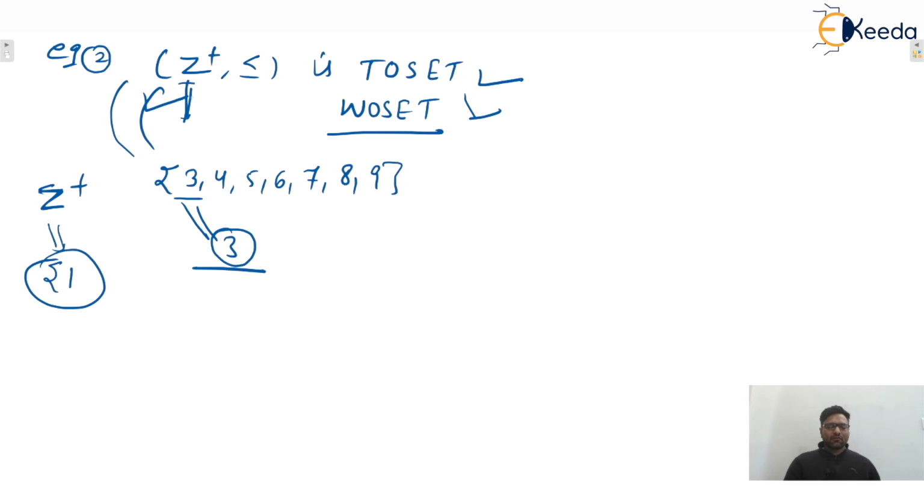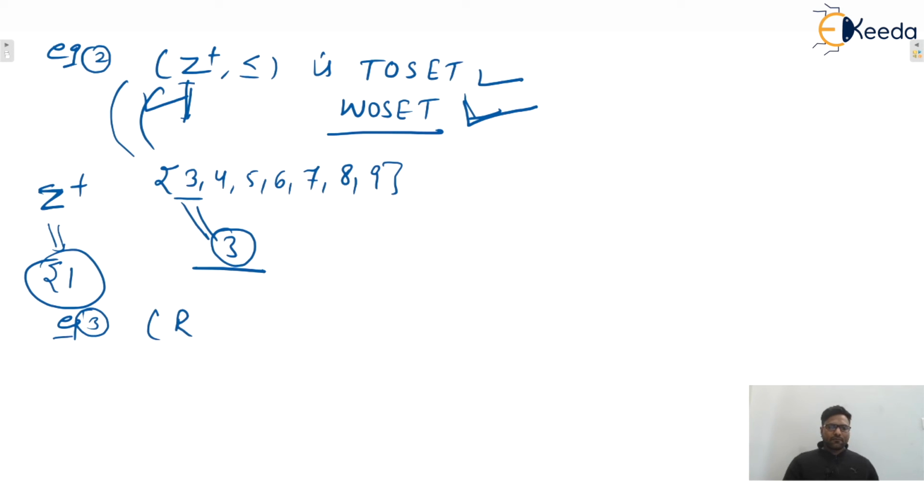That's why it will be a POSET. You can consider any subset of this Z plus, and it is guaranteed that it will contain the least element. That's why it is a WO set. I hope this one is clear to everyone. Okay. Next one, example number 3.